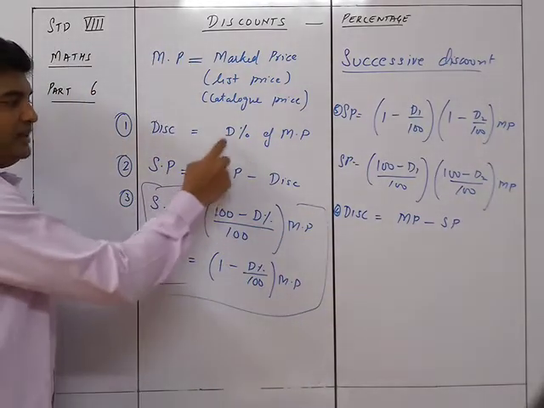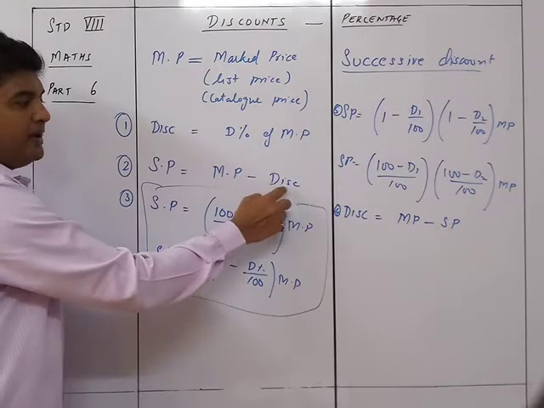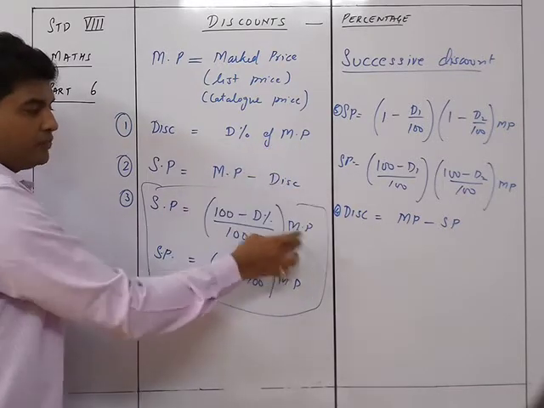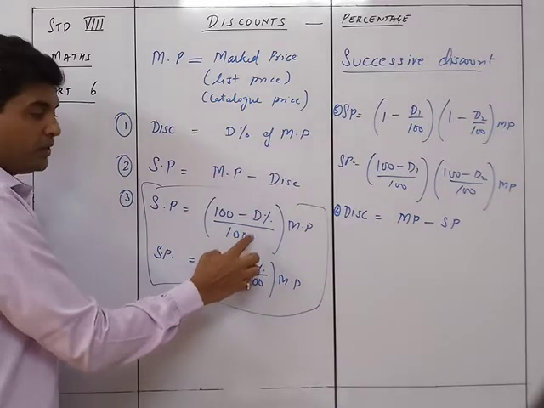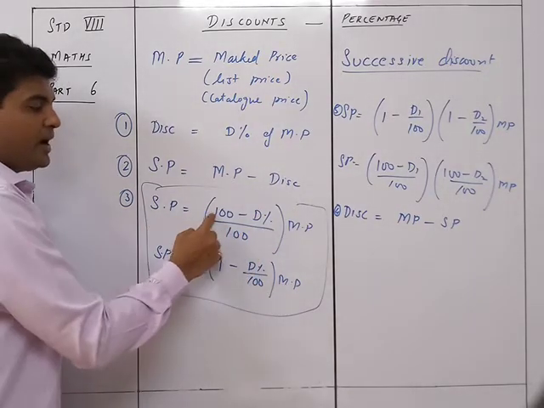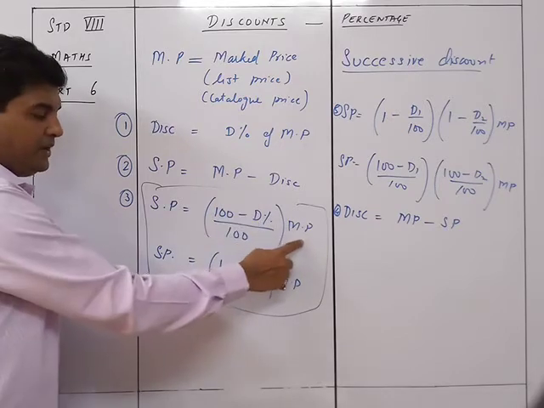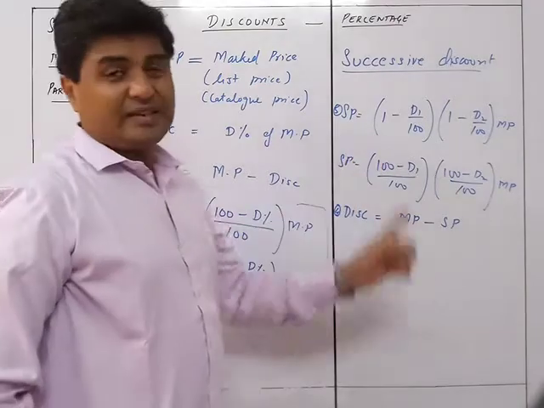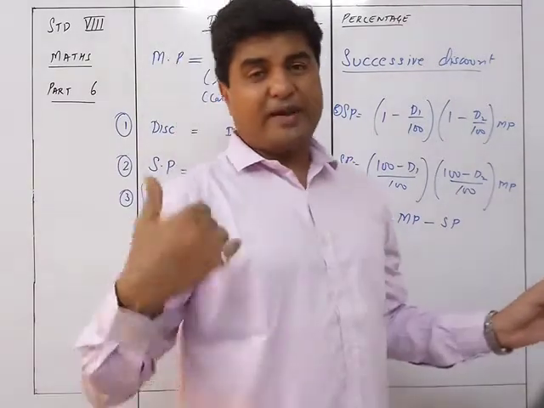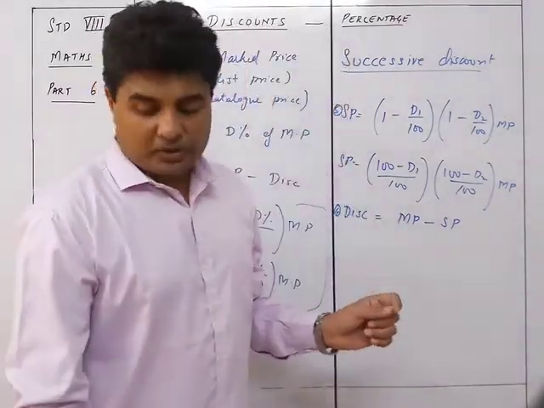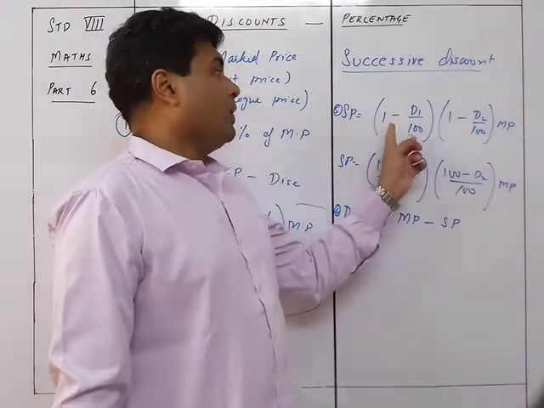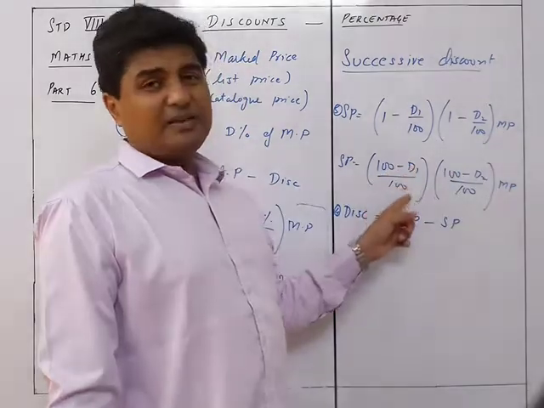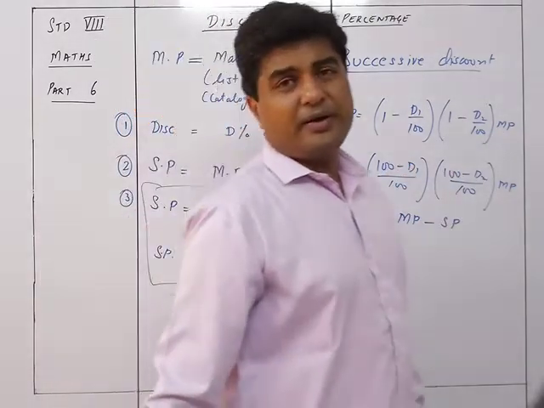If I club this together, discount का value क्या है? D% of 100 है, तो यहाँ पे मैं D% of MP लिख सकता हूँ. So MP is common, so we get 1 minus D% upon 100. So SP is equal to (100 minus D% upon 100) into MP, or (1 minus D% upon 100) into MP. If they are successive discounts, 2% plus 5%, 10% plus 5%, it will not be a total of 15%, but it will be this way: (1 minus D1 upon 100)(1 minus D2 upon 100) into MP, or (100 minus D1 upon 100)(100 minus D2 upon 100) into MP.